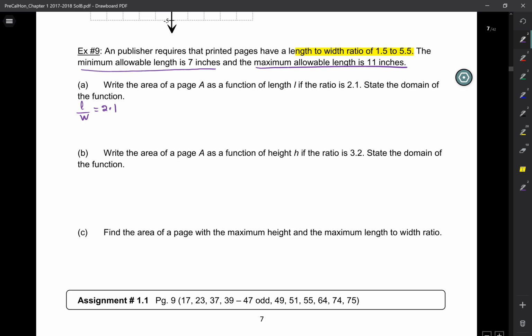Okay? Now, if it says write A as a function of length, that means it's A of L, A in terms of L.